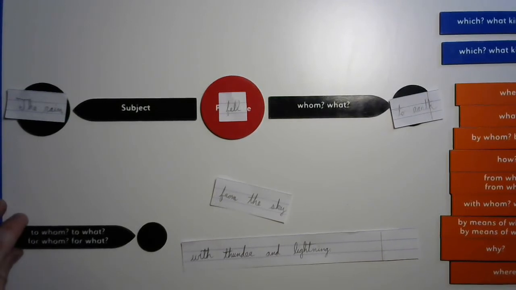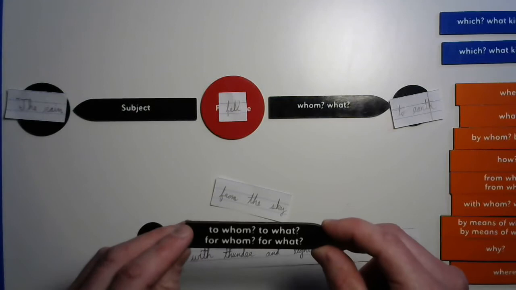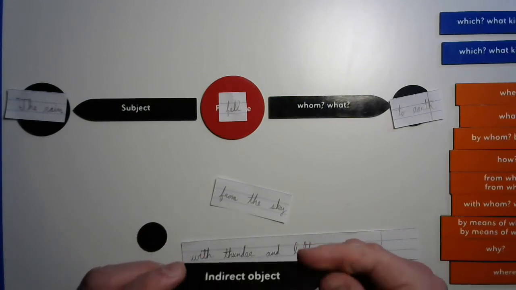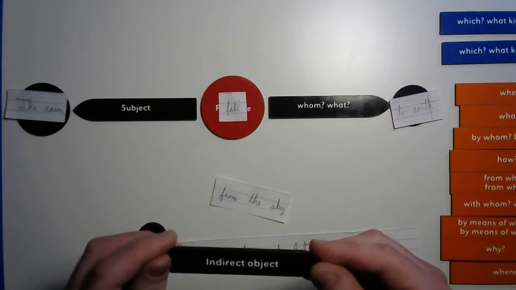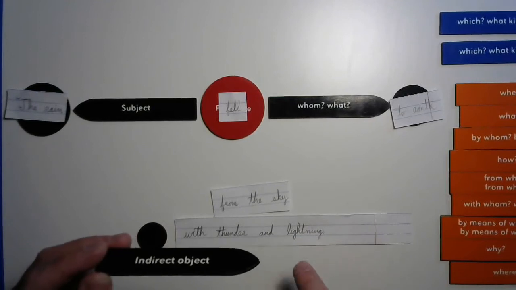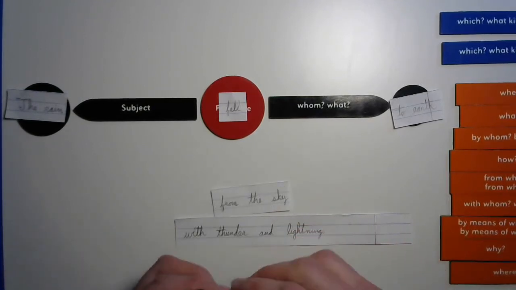Well, did anything get indirectly affected by the rain falling? Did the sky? Not really. It came from the sky, and we'll talk about that in a moment. Did the rain affect the thunder and lightning? No. There's no indirect object in this sentence.